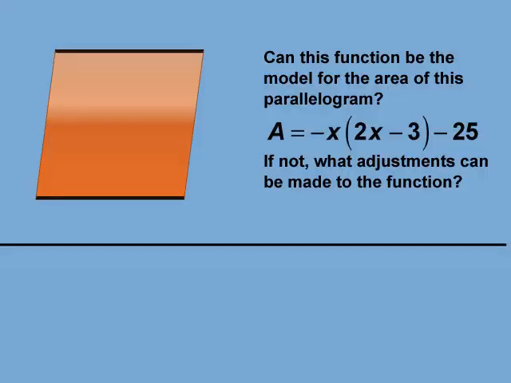Can this function be the model for the area of this parallelogram? A equals negative x times the quantity 2x minus 3 minus 25. If not, what adjustments can be made to the function? The area of a parallelogram is the product of the base and height as shown here. Can we model this quadratic as the product of two binomials? Let's first expand and simplify the quadratic to get this quadratic function in simplest form.